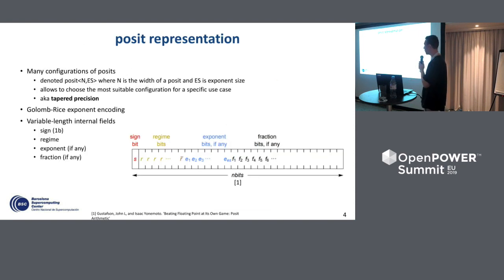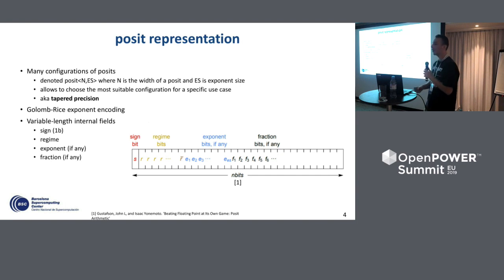So how does a Posit look? Unlike the IEEE floating point, you don't have a Posit single, half, and double precision. You have many configurations of them. You can choose a bit width and the exponent size inside of it. It's denoted here, Posit and ES. This allows you to find the best Posit representation you can have for a problem, and this is called the tapered precision.